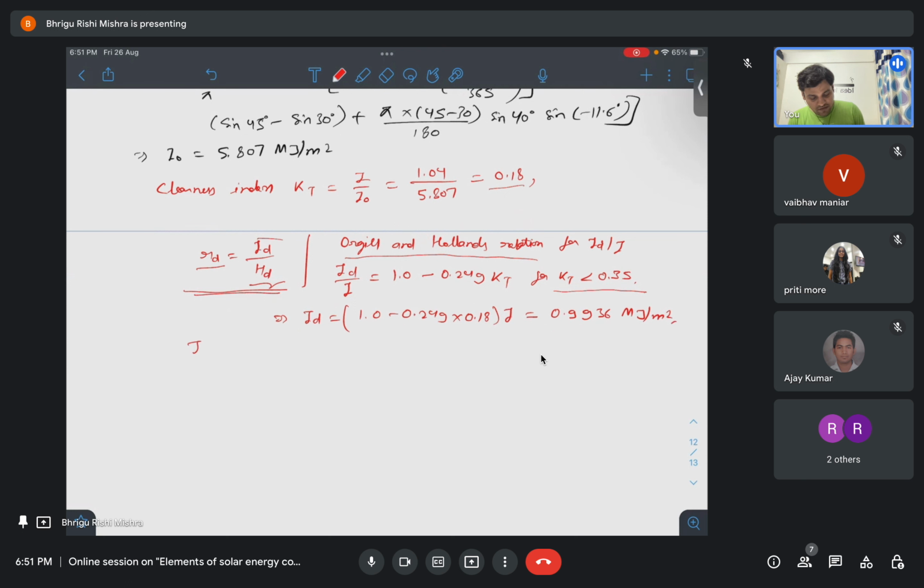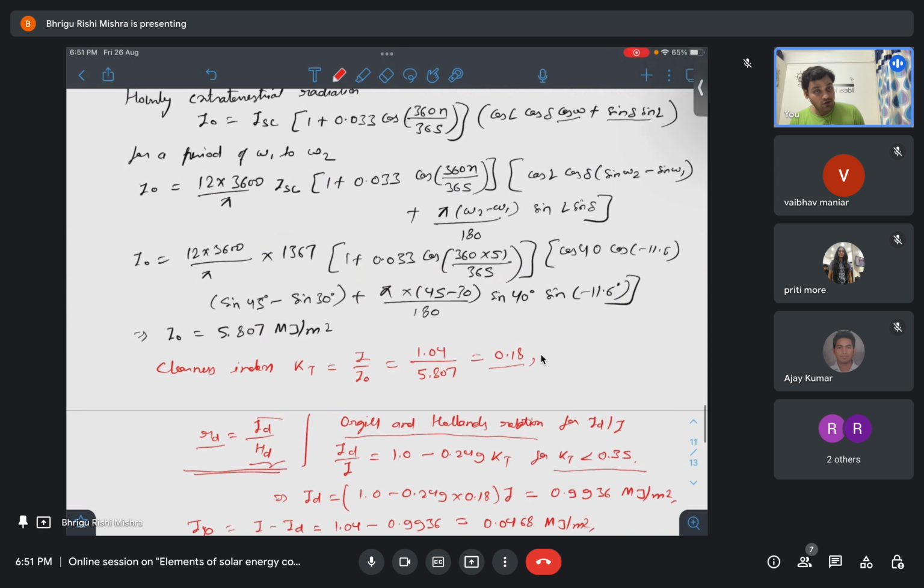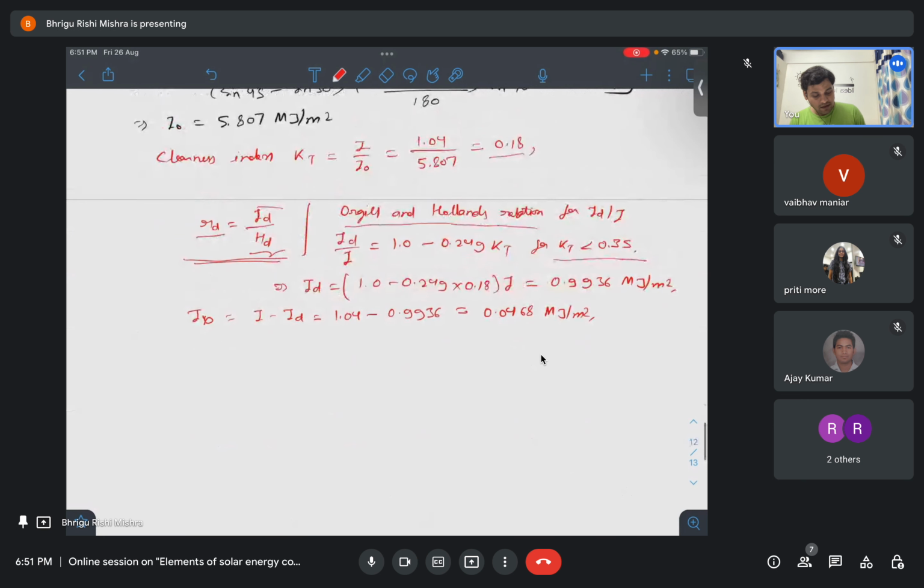So since we got to know the diffuse radiation, we can calculate the beam radiation. So IB is nothing but I minus ID, so 1.04 minus 0.9936, and it is 0.0468 megajoule per meter square. So you can check for this 2 to 3 pm here the IB is very low compared to ID.